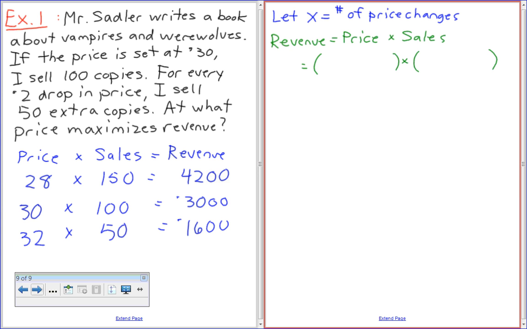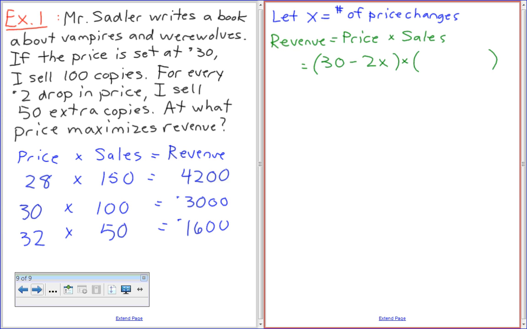What's my starting price going to be? Think that's like y equals mx plus b. What's my starting price going to be? 30. Okay. What's my slope? What am I changing by each time? 2x. Okay. So I'm going to call it 30 minus 2x.